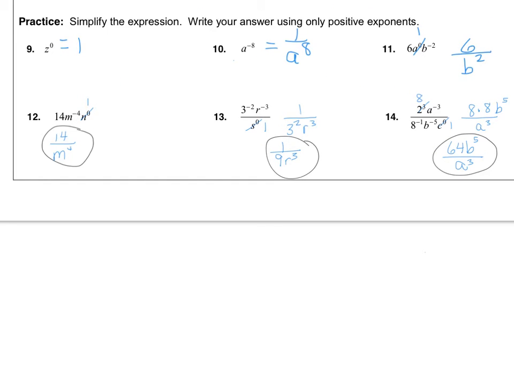So the biggest place I see people have trouble on these three is number 14. And the only real trouble is once you have simplified 2 to the 3rd power is 8, and then you bring your 8 to the negative 1, you bring it to the top. Sometimes people forget that is 8 times 8, and 8 times 8 is 64.